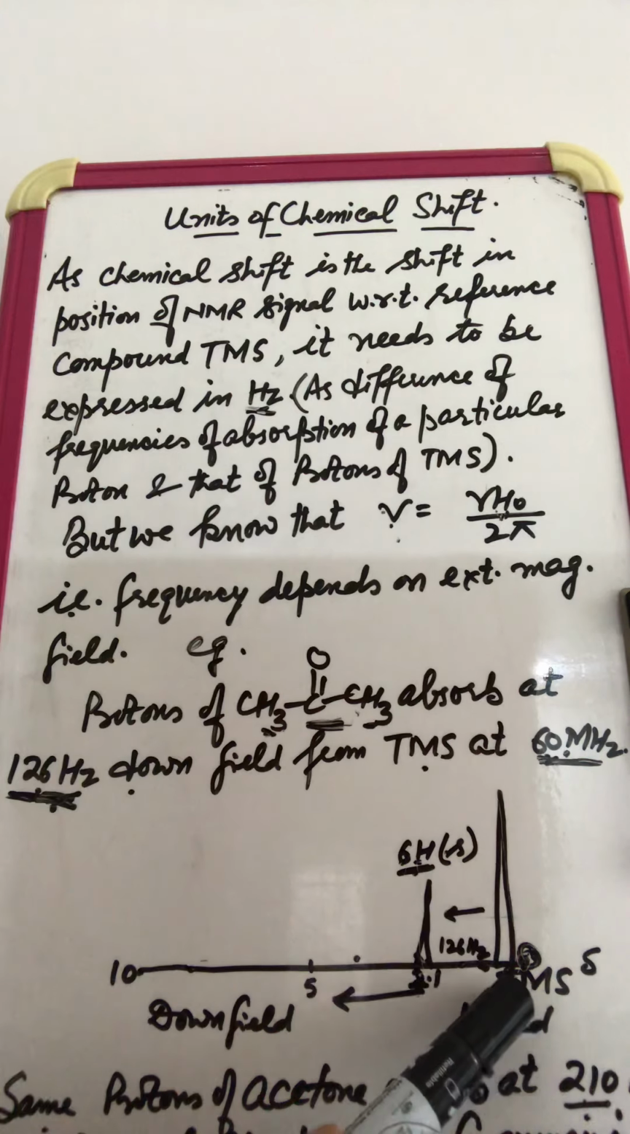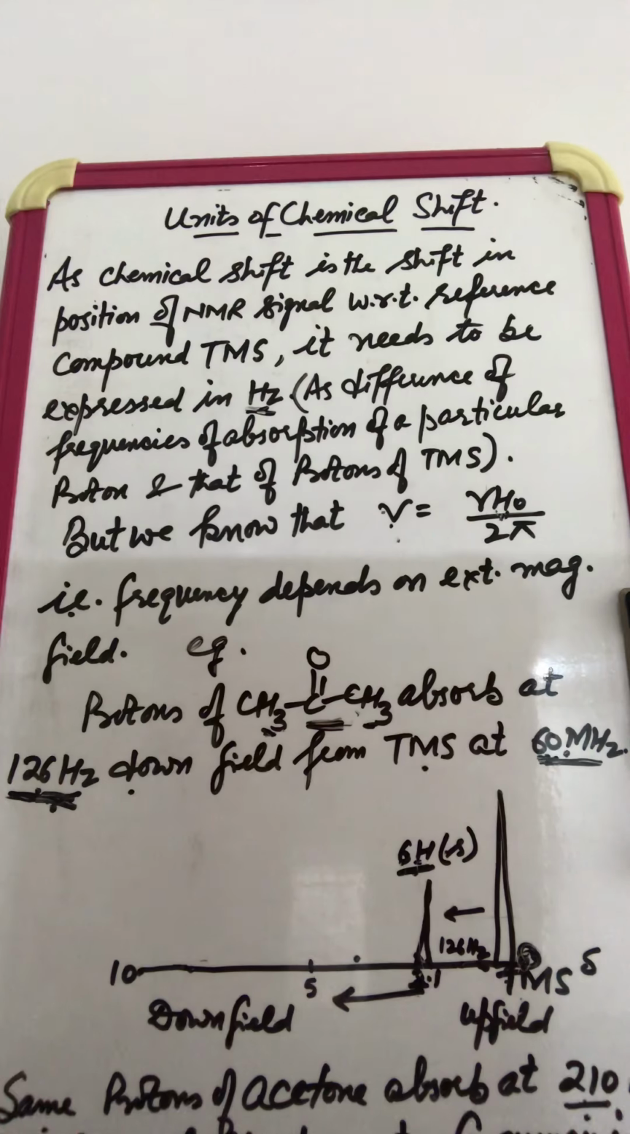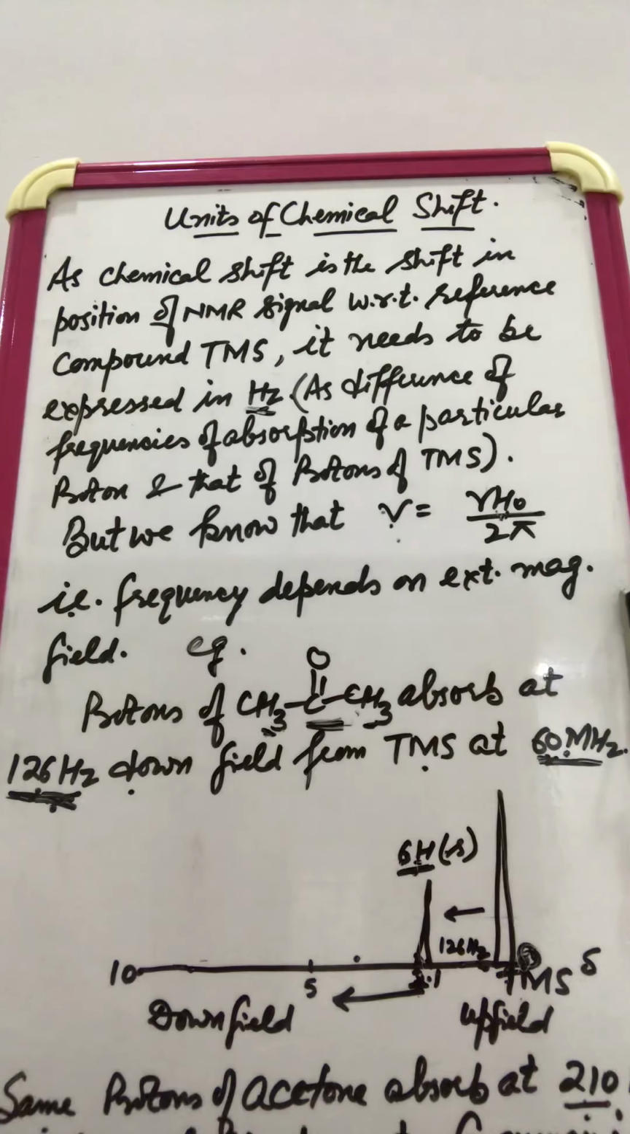TMS has the most shielded protons. All the 12 protons of TMS are highly shielded, and with respect to TMS, all other organic compounds have protons which are de-shielded. तो TMS के कंपैरिजन में हर प्रोटॉन डी-शील्डेड होगा. जितना इसके नज़दीक होगा वो कम डी-शील्डेड है, जितना दूर होता जाएगा वो ज़्यादा डी-शील्डेड होता चला जाएगा. So this position is called upfield position and the de-shielded position is called downfield position.